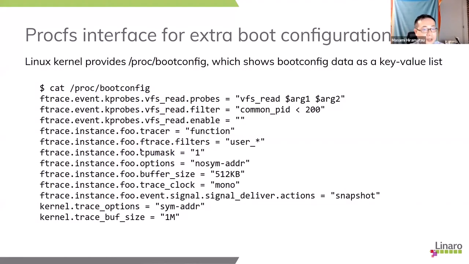So here it shows the procfs interface. Bootconfig supports the procfs interface. So when you boot up the kernel with bootconfig, you can see what bootconfig is applied via /proc/bootconfig, like this. This is a key-value list because it is easier to handle by a shell script.